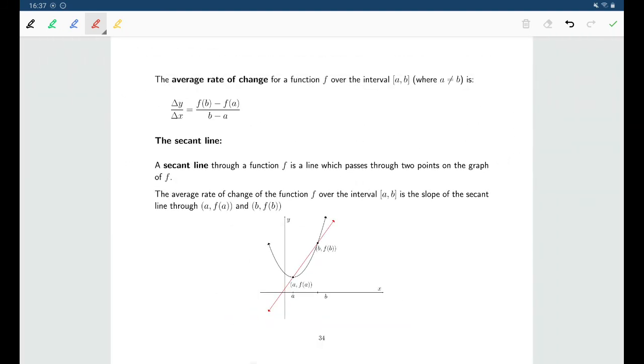Because remember, the average rate of change is just the slope of the line going from when x is a to when x is b. So if somebody were interested in finding the secant line for a function, what they'd be interested in is finding the line that goes through from some beginning point to some end point, and the slope of that line would be the same as the average rate of change for our function.